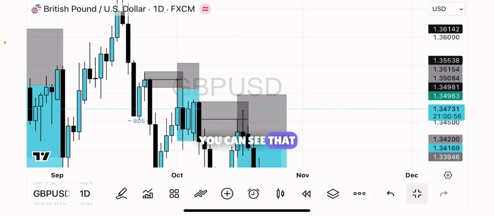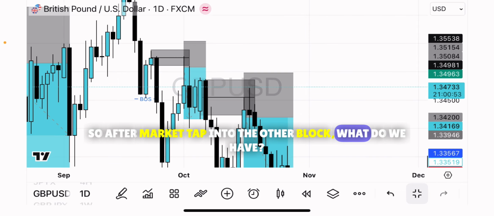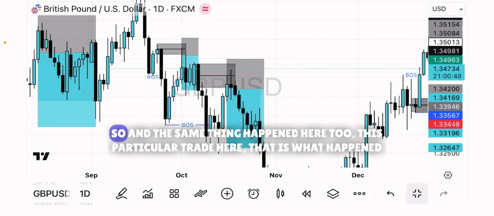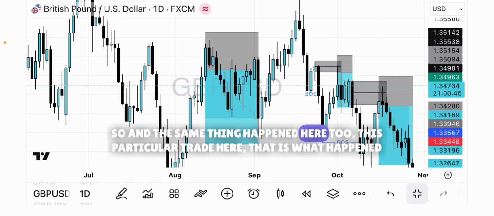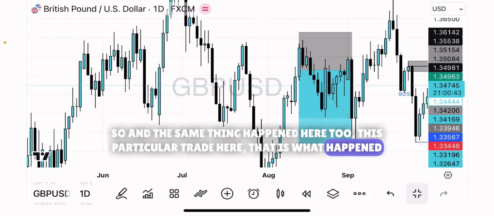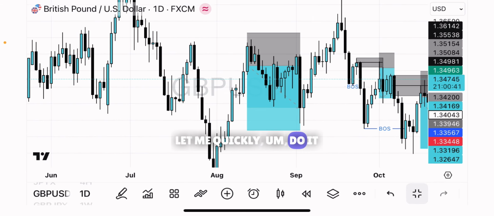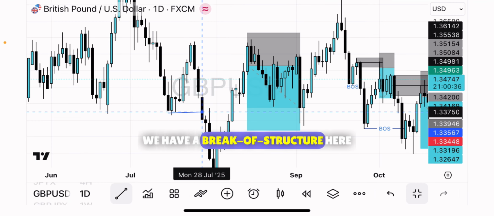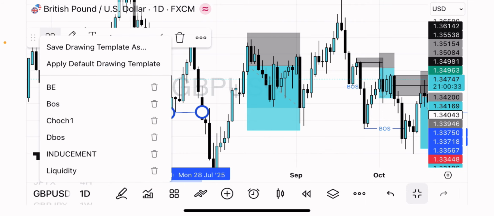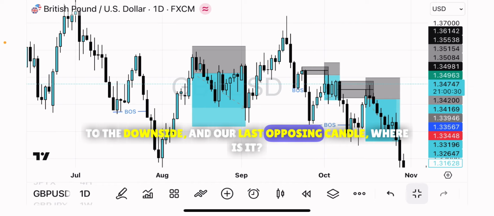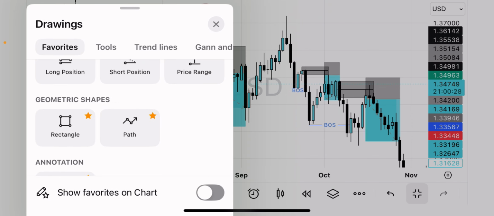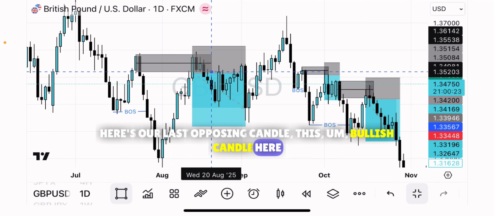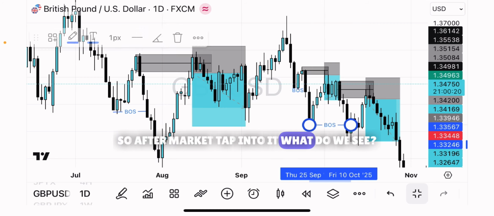You can see that. So after market taps into the order block, what do we have? Within 3 days, our trade has already hit our take profit. And the same thing happened to this particular trade here. Let me quickly mark it out. We have a break of structure here to the downside, and our last opposing candle, where is it? This is our last opposing candle, this bullish candle here. So after market taps into it, what do we see?